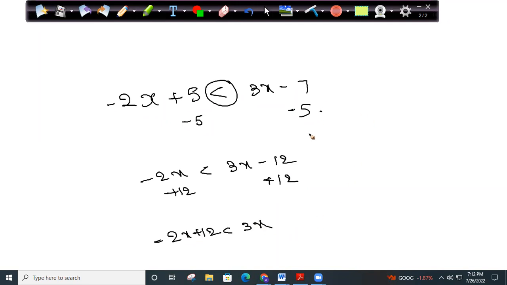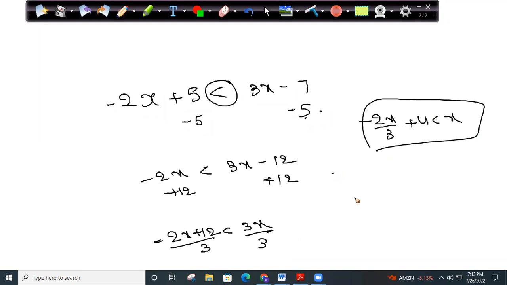If I add any number on both sides, or I subtract any number on both the sides, inequality signs will not change. If it is less than, it remains as less than. If it is greater than, it is greater than. So less than or greater than is no way going to be affected by adding or subtracting any number on both the sides of the inequalities. I'm clear. Now, when I'm dividing with a positive number on both sides, inequality sign will not change. So this can be written as minus 2x by 3 plus 4 is less than x.